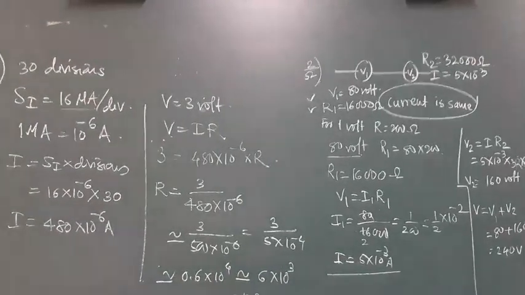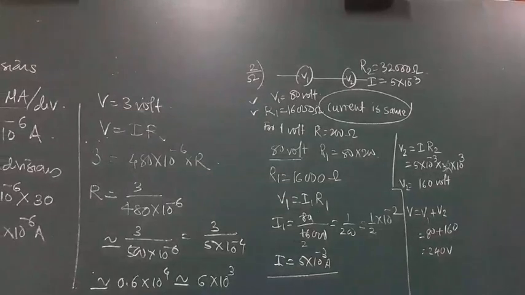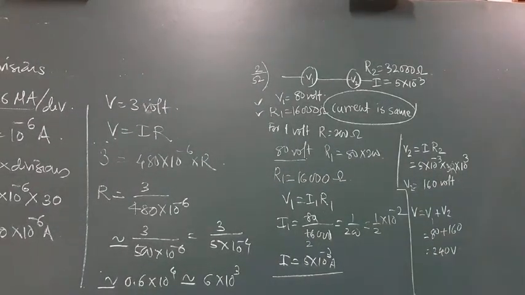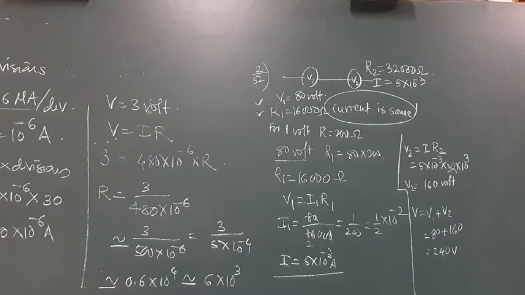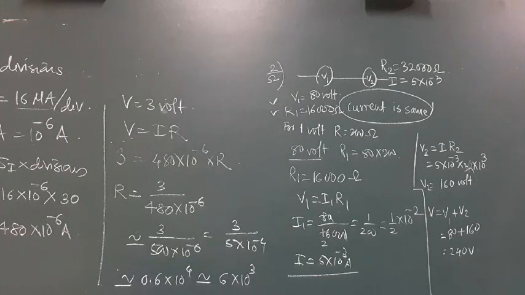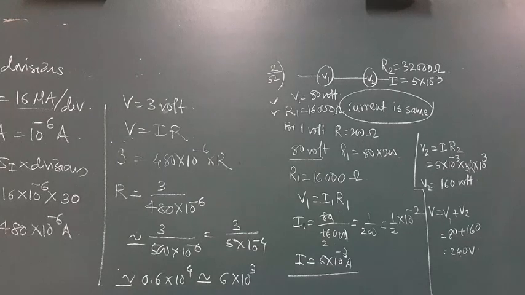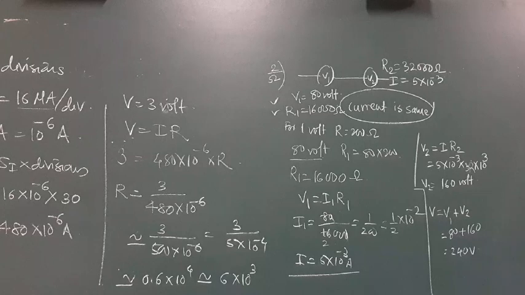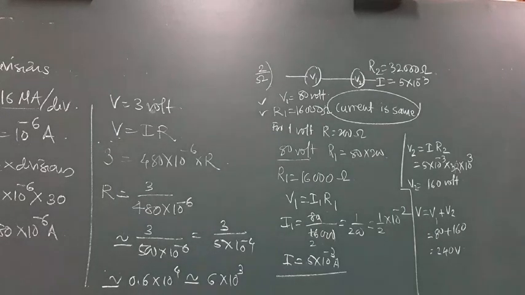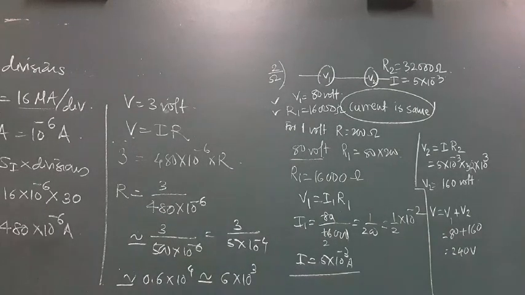If you are not getting it, then see this part. The amount of current is calculated. From the amount of current we have to calculate the potential difference across the second voltmeter. Its resistance is given. First and second voltmeters are in series, so we get the value of V2, and V1 and V2 are in series, therefore the total potential difference becomes 240. Now we see the next example.